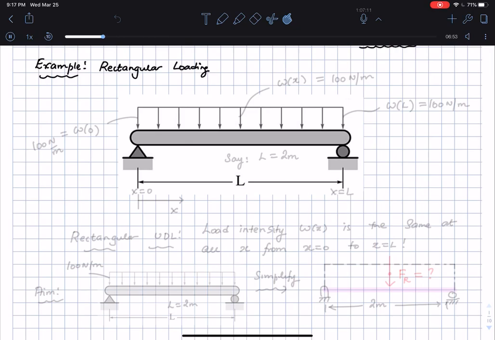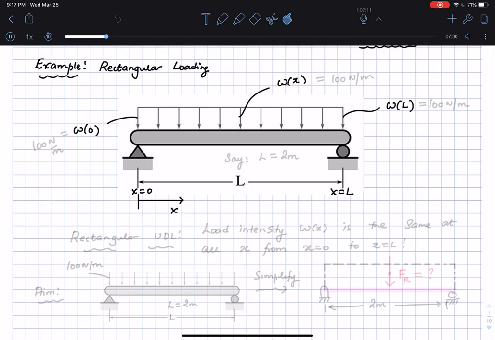So let's say that if this is a distance starting from here is where I say that the x-axis starts, then we know that the load here is x is equal to 0. So this location here is x is equal to 0. This location is x is equal to L. The intensity here is W at L. This is the intensity W at 0. This is the intensity W at some x, and you see that W at 0 is the same as W at L is the same as W at x.